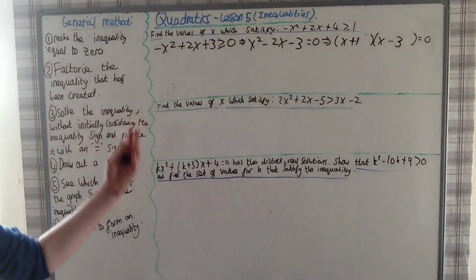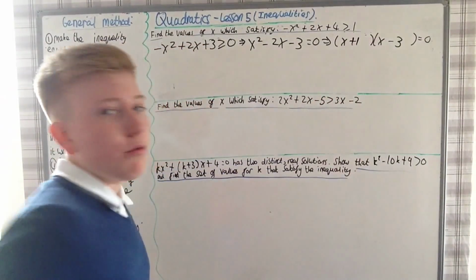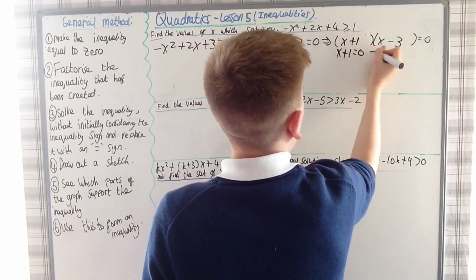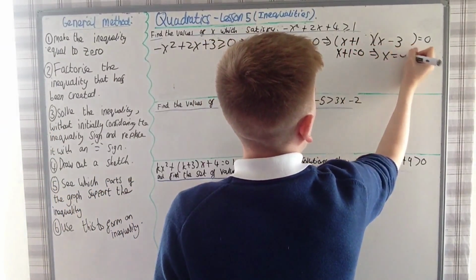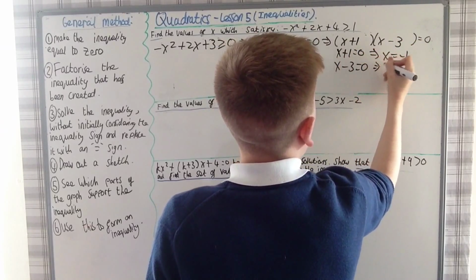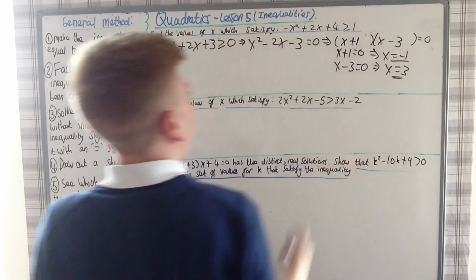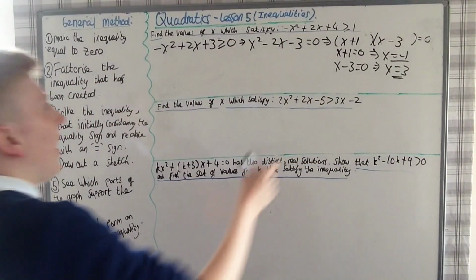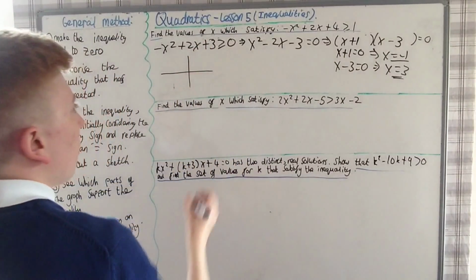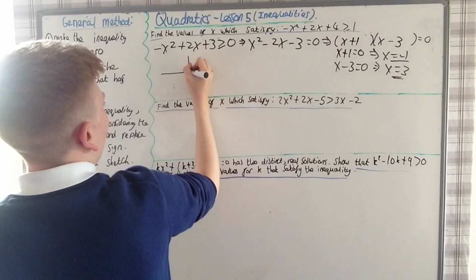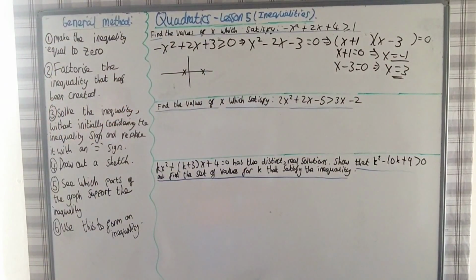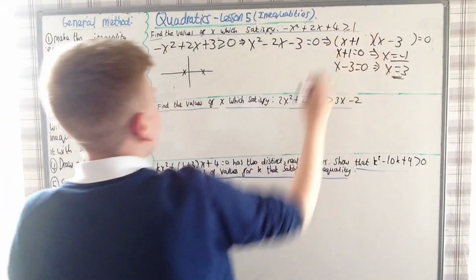From here we make each bracket equal to 0. So if we make x plus 1 equal to 0, then moving the 1 across we get x is minus 1. And making x minus 3 equal to 0, we get x is 3. So there are two values of x, and we can then sketch this quadratic. We can pretend this might be the point 3 and this might be the point minus 1. They're the two points where it's going to cross the x-axis. They're the two roots of the equation.